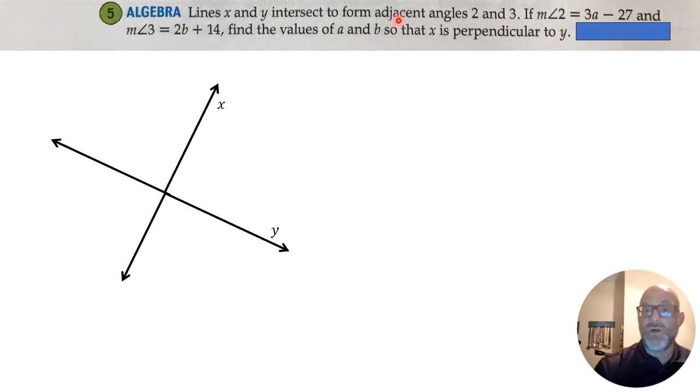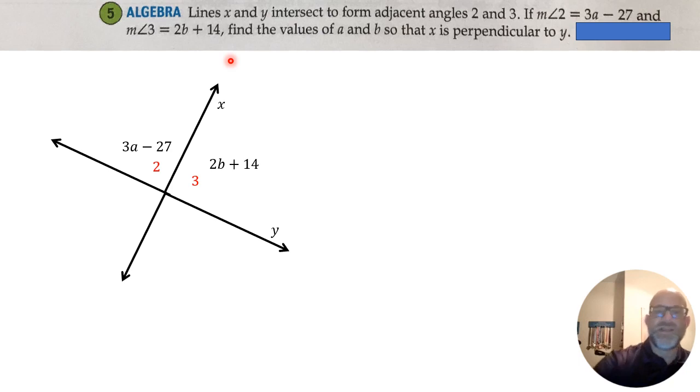All right. We also know that angles 2 and 3 are what? Adjacent, meaning next to each other. So I'm going to pick two angles that have a common side. Then measure of angle 2 is 3a minus 27. The measure of angle 3 is 2b plus 14. That's all the geometry that I can write. Let's go over and do some algebra.